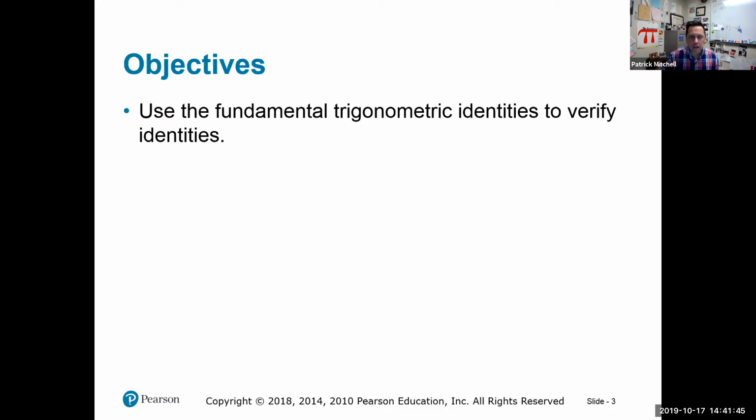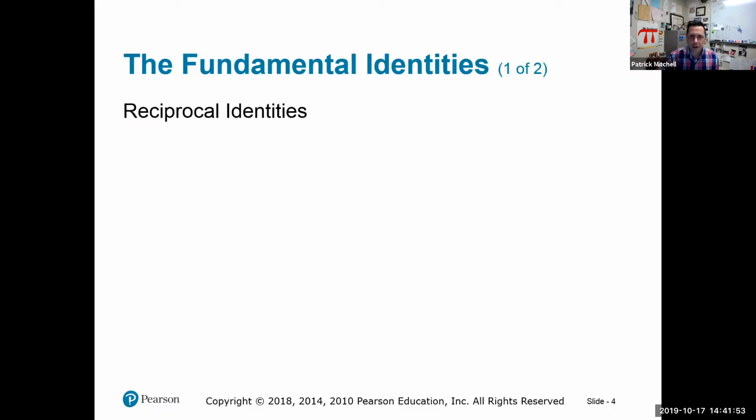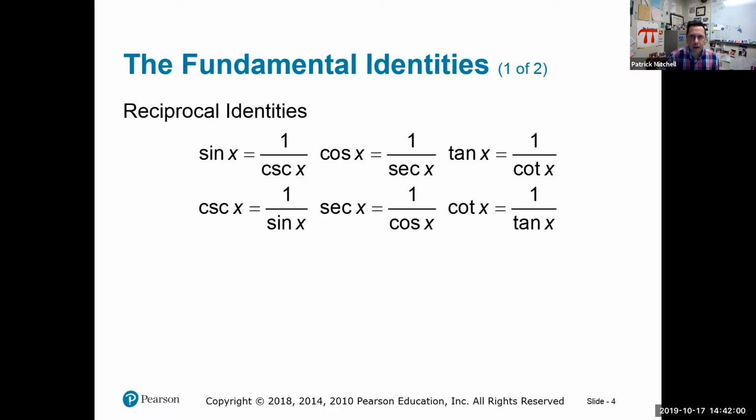The first thing we need to do is review what the fundamental trigonometric identities are. They are all the ones that we learned about in Chapter 4. First you have your reciprocal identities. Every trig function is the reciprocal of another trig function. The sine and the cosecant are reciprocals of each other. Cosine and secant are reciprocals of each other, and the same for tangent and cotangent. Those are called your reciprocal identities. These are going to come in handy in this section a lot.